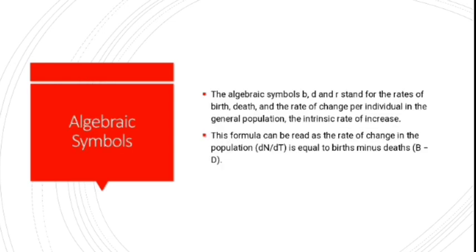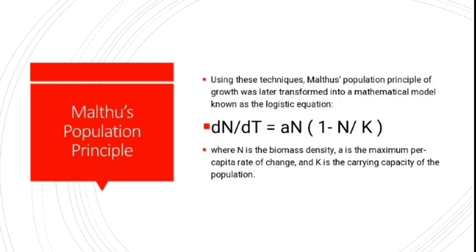Now we look at the algebraic symbols. The algebraic symbols b, d and r stand for rates of birth, death and rate of change per individual in the general population, the intrinsic rate of increase. This formula can be read as the rate of change in the population, that is dN/dt, is equal to births minus deaths, that is B - D. This is the Malthus population principle.